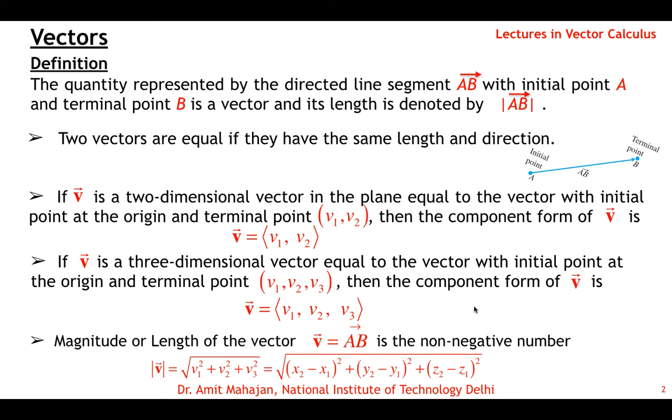Vector addition and scalar multiplication are defined on vectors. That means we can add vectors by adding the corresponding components, and we can multiply any vector by a scalar by multiplying each component by the scalar.